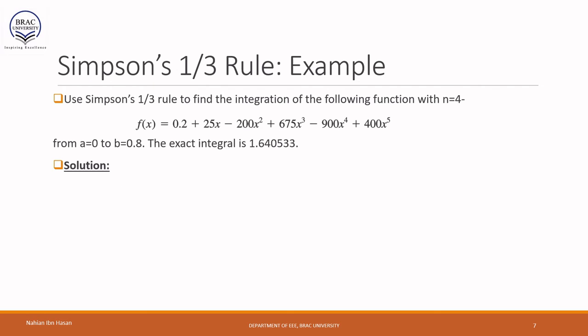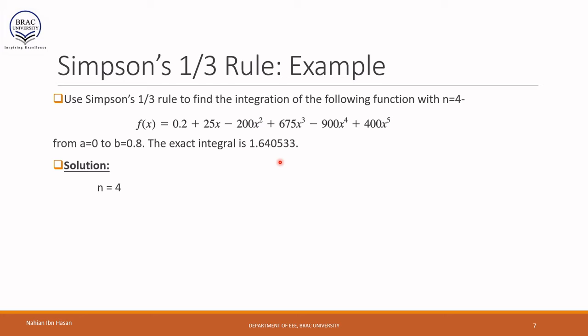Okay, so let's look at an example. We have a function f of x like this. We have already seen this function in the trapezoidal lesson, and this was the same example we covered in that lesson. We have to use Simpson's 1/3 rule with number of segments equal to 4. The lower limit is 0 and the upper limit is 0.8, and for your reference the exact integral value is given here, 1.640533.